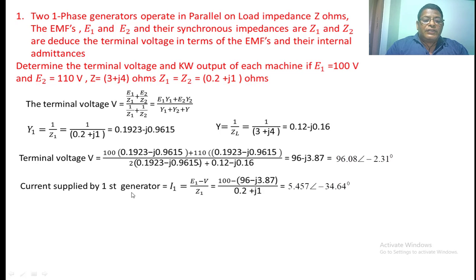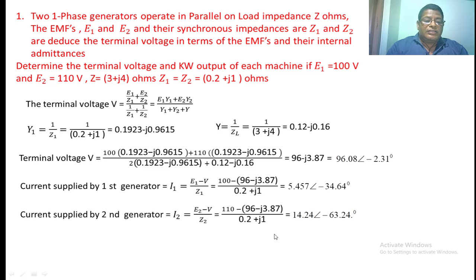Current supplied by the first generator, I1 equal to E1 minus terminal voltage divided by Z1. Substituting the values, we get 5.457 at angle minus 34.64 degrees. Current supplied by the second generator, I2 equal to E2 minus V by Z2, that is 110 minus the terminal voltage divided by the impedance of the second generator. We get the value of 14.25 at angle minus 63.24 degrees.